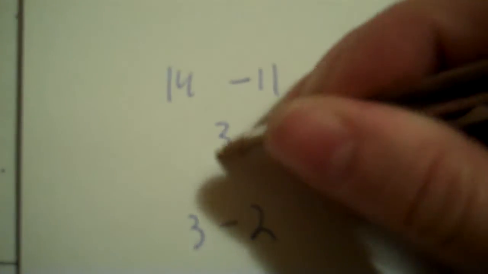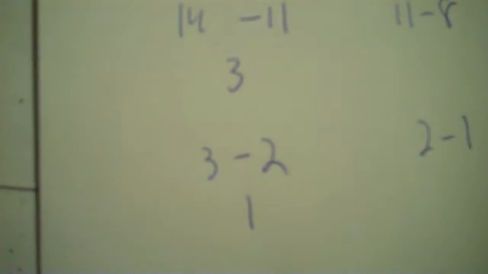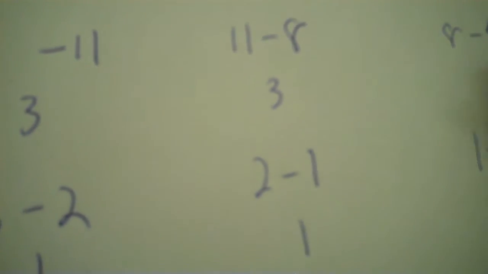14 minus 11 is 3. 3 minus 2 is 1. Then I take 11 minus 8, which is 3, and 2 minus 1 is 1. Now take 3 divided by 1. Three divided by 1 is 3. So you have found the rate of change. The rate of change is 3. So that's the number you start adding.